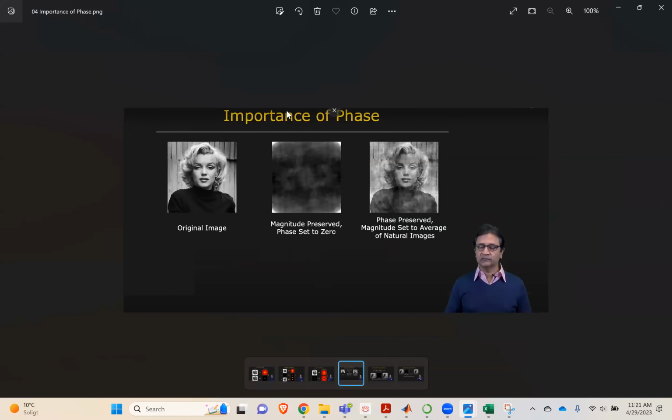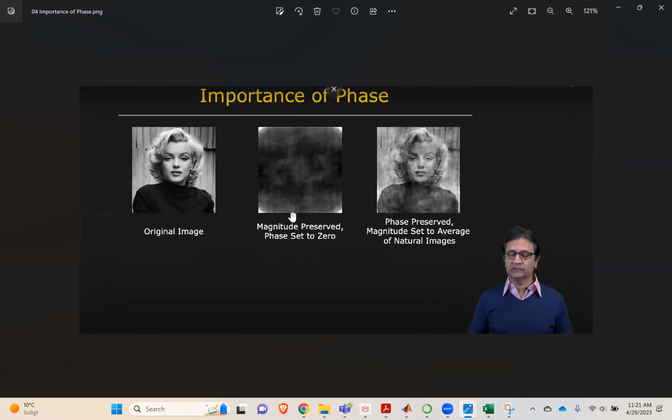Yeah, and in here it says the phase is more important. See, in this image, we just destroy the phase. We destroy the magnitude, but still with the phase, you can recreate the image. You will get something like this. But if you just destroy the phase, you will not get anything.